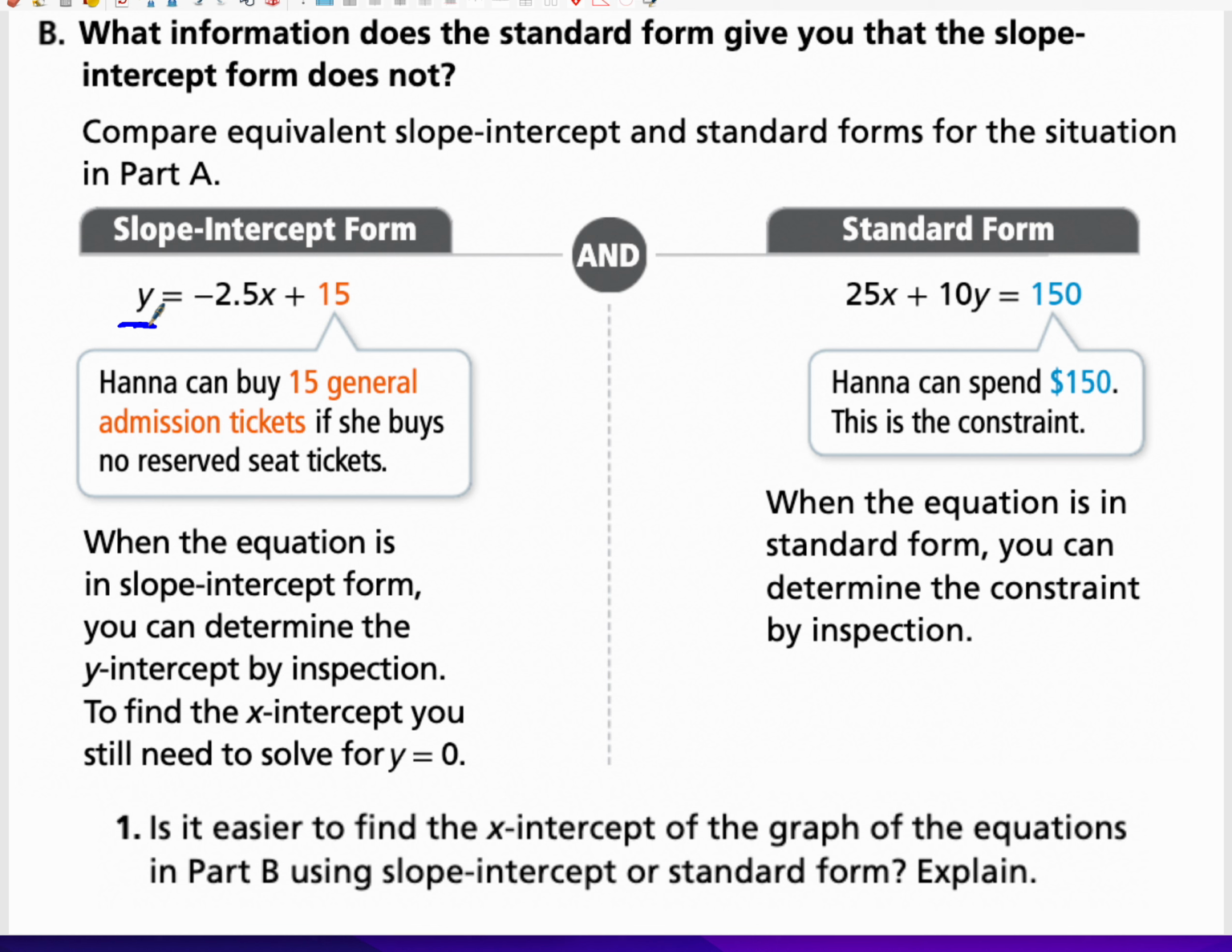This one tells me the constraint. She can spend $150. So when the equation is in standard form, you can determine the constraint by inspection. What is a constraint? Like a limit. A limit. Yeah, it's exactly what a constraint is. It's something that limits what you're able to do.